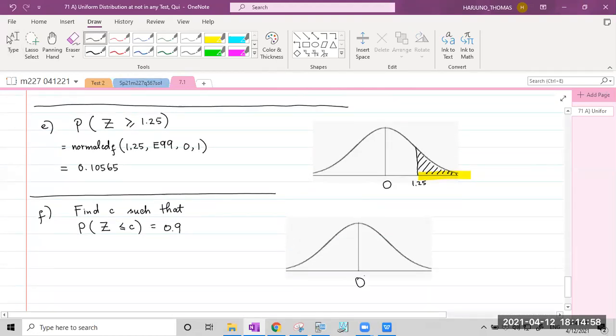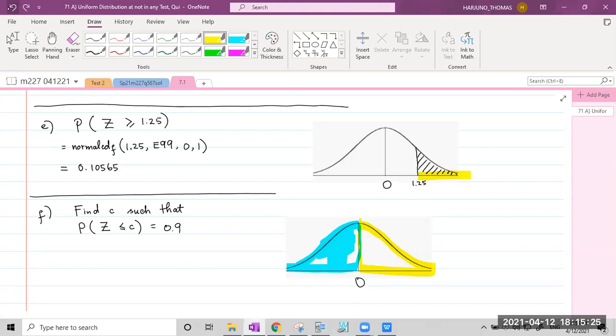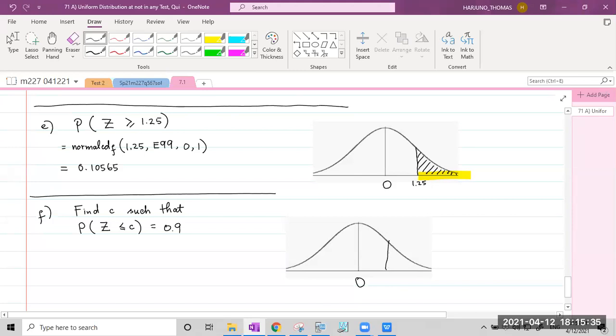Now we know that zero is the midpoint, the axis of symmetry, such that the area to the left of zero is the same as the area to the right of zero. Because the total area under the curve is one, the area to the left of zero equals 1/2, and the area to the right of zero also equals 1/2. What does it have to do with this question? In this question, we want to find the Z-score. What is this Z equal to, such that the area to the left of it is 90%?